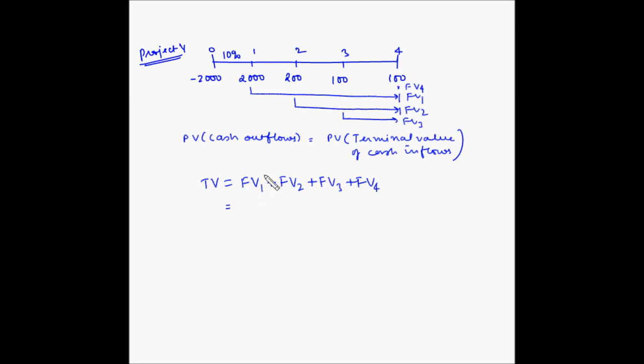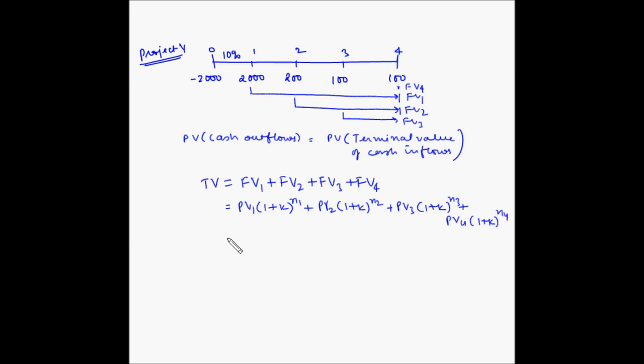Now the future value will be calculated on the cost of capital. So this future value is present value 1 into 1 plus k to the power n1, plus present value 2 into 1 plus k to the power n2, plus present value 3 into 1 plus k to the power n3, plus PV4 into 1 plus k to the power n4.